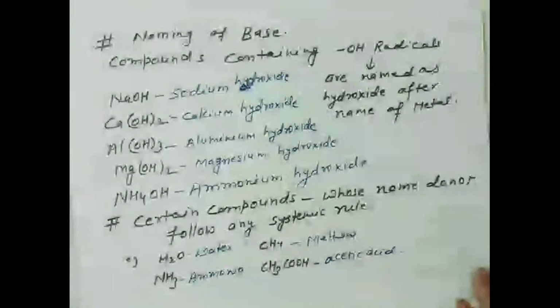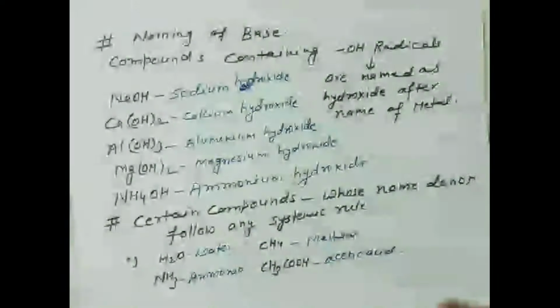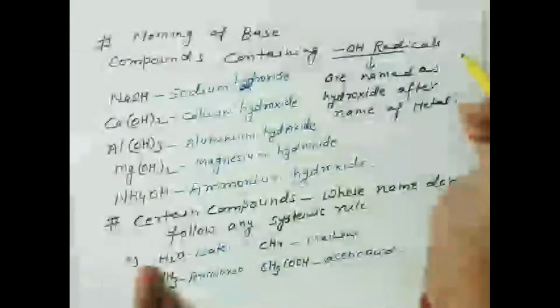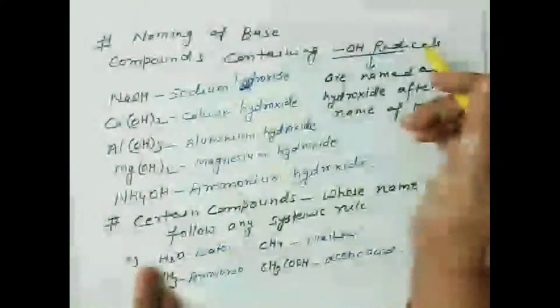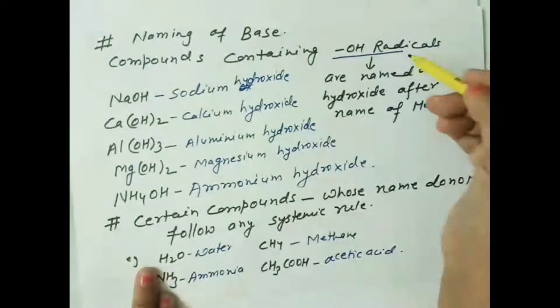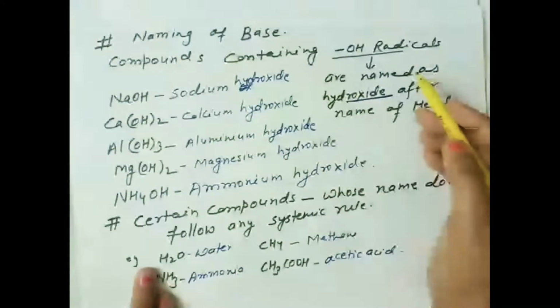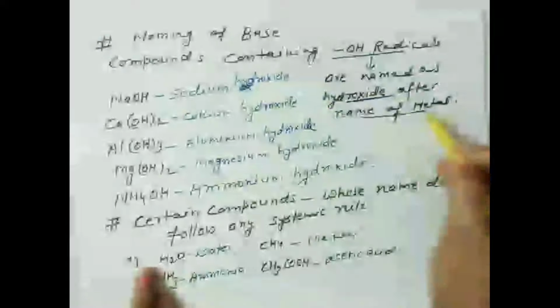Next, naming of base. What is a base? Metal oxides or metal hydroxides are called bases. So a compound containing the hydroxyl radical, the OH radical, is known as a base. So what do we have to write? The OH radical is named as hydroxide. OH is written as hydroxide after the name of the metal.